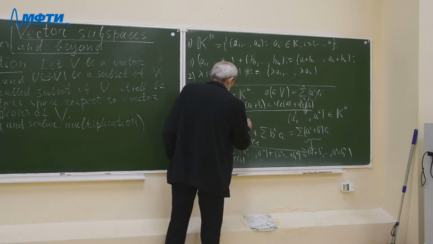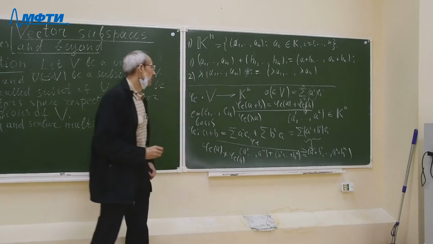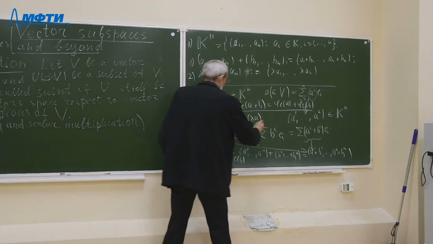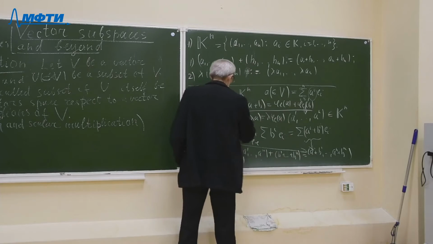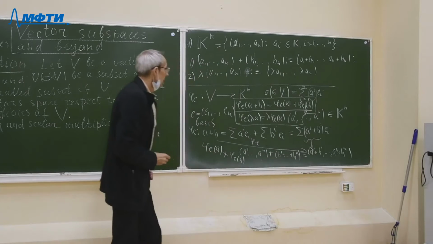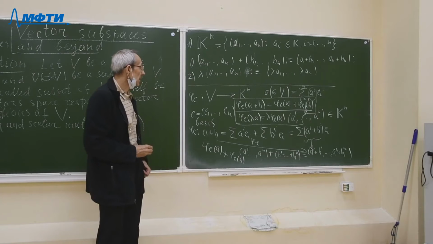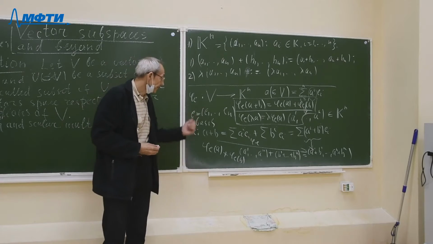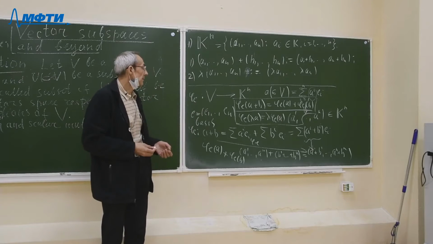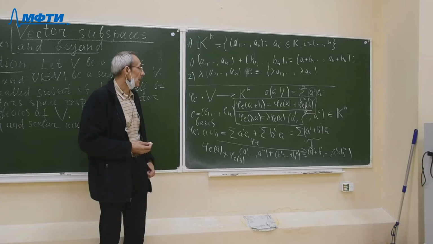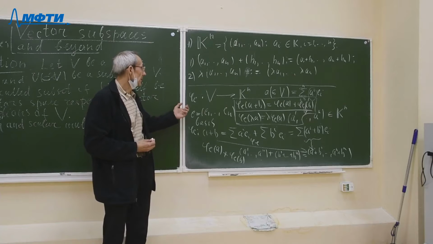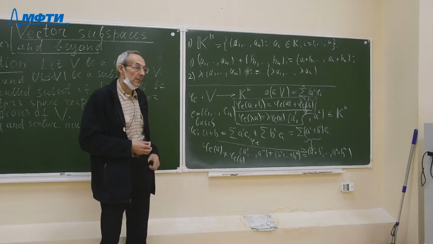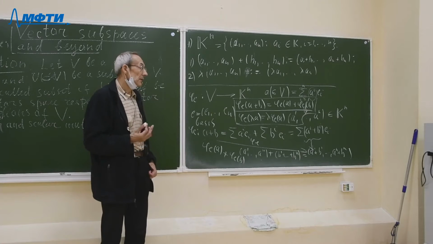In the same way, we can check that this correspondence respects the scalar multiplication. We have the following equality. And we obtain that this mapping respects these operations, and this property can be called homomorphism. Then if we have some abstract correspondence with respect to the operations on a set with algebraic operations, such a correspondence is called homomorphism.